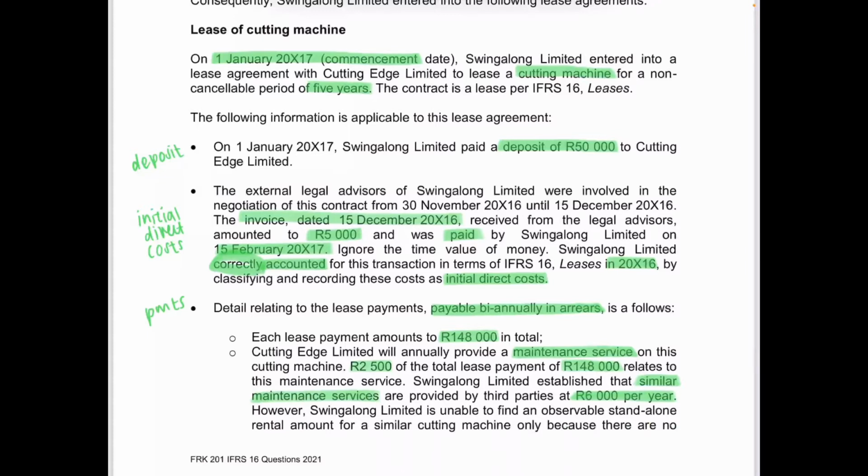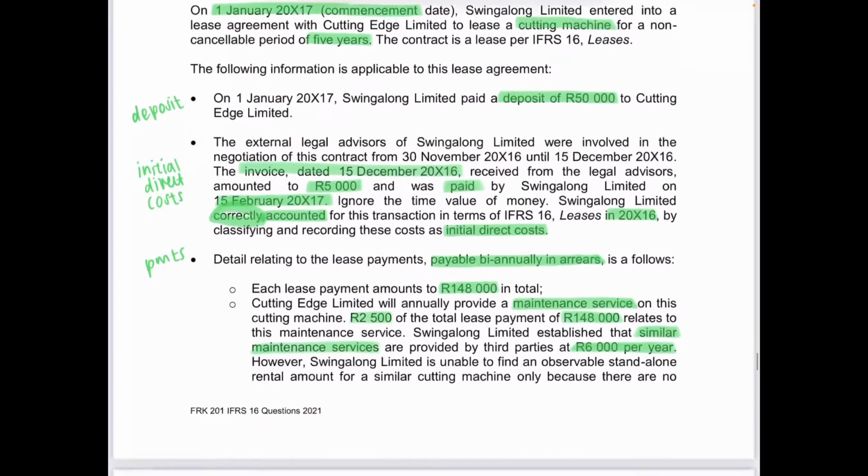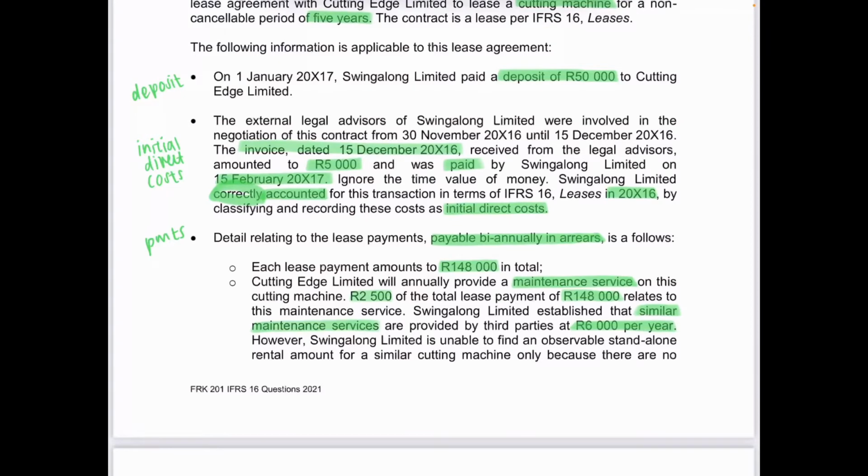You can ignore the time value of money. Swingalong Limited correctly accounted for this transaction in terms of IFRS 16 Leases in 2016 by classifying and recording these costs as initial direct costs. So that part is very important because it already indicates that they did the journal entry for these initial direct costs in the 2016 year. Okay. Then the rest is about the payments.